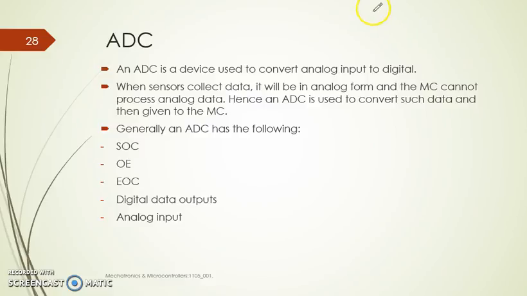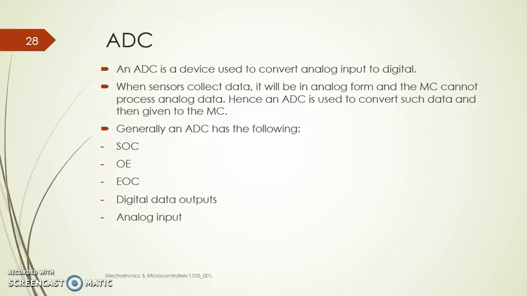Let us learn about signal conditioning devices, ADC and DAC, and how to interface them with 8051. An ADC is a device which is used for converting analog signals to digital signals. In certain applications, sensors collect data in analog form, but the microcontroller cannot process such analog data. Hence we require an ADC, which converts the analog data into digital and then gives it to the microcontroller.